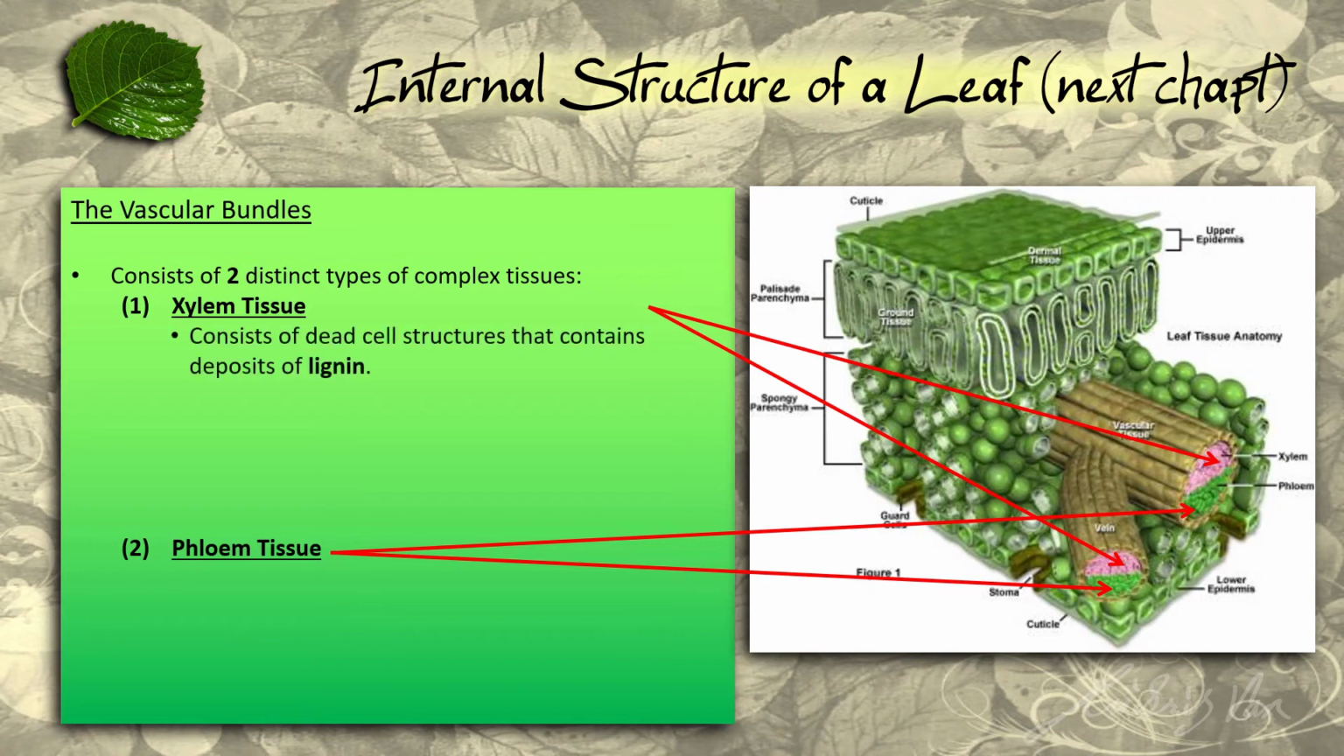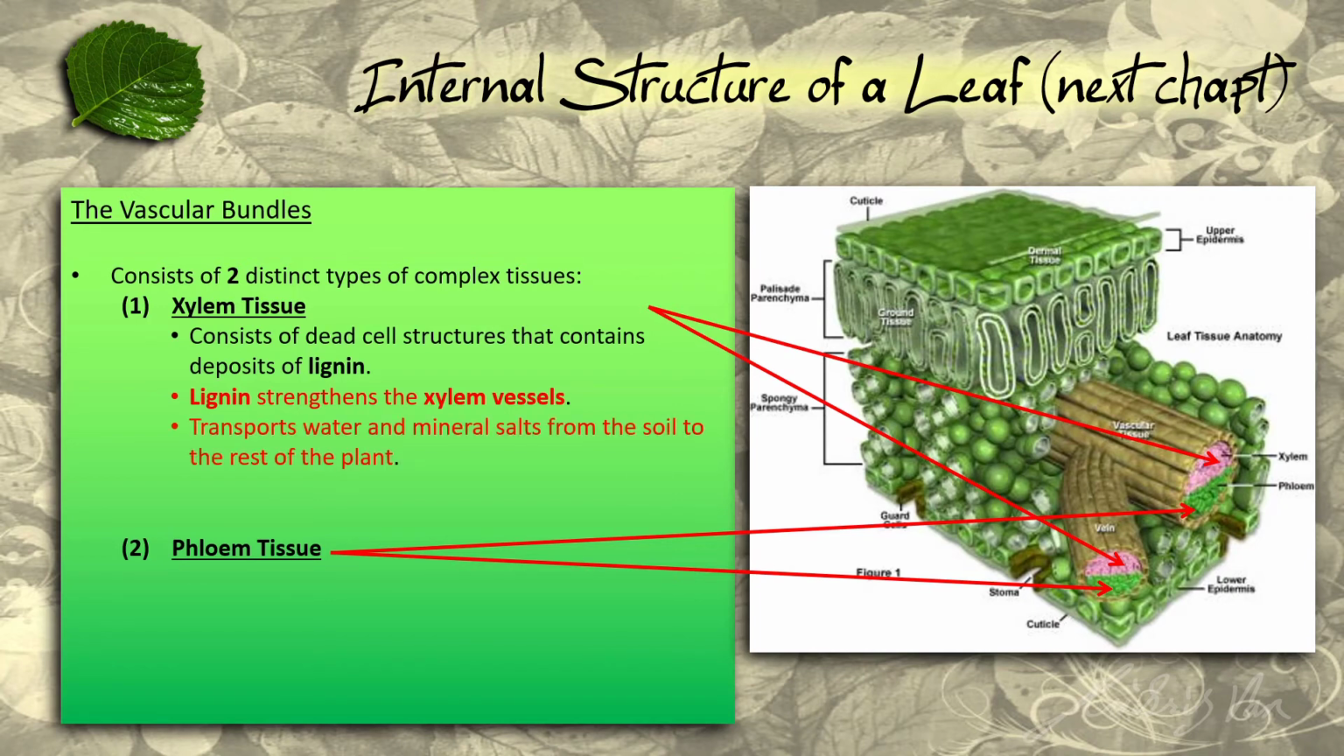This xylem tissue is actually dead cells. That means they are not living. And they contain lignin, which helps to strengthen the xylem vessel, which is why even though a tree is so tall, it is able to stand upright. Xylem helps to transport water as well as mineral salts from the root to the rest of the plant. And the flow is only in one direction, from the root to the rest of the plant.